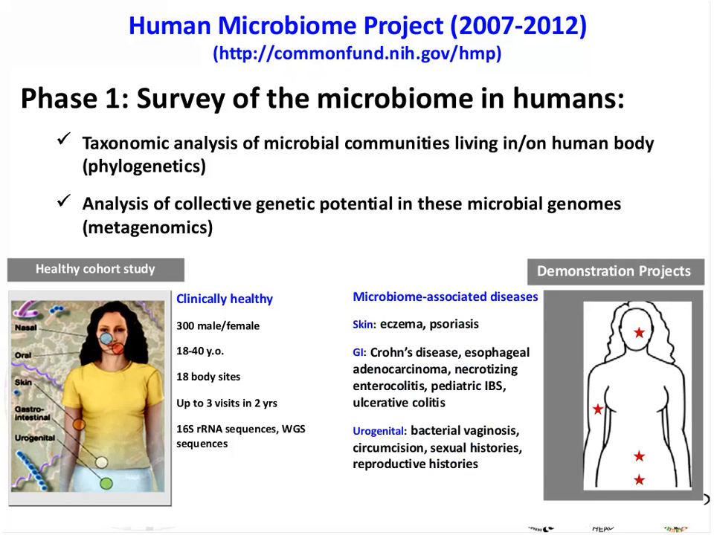And they were called demonstration projects because they were really meant to basically evaluate whether there were characteristic microbiomes associated with cohorts of specific diseases. So you'll see that we had sort of 3 kinds of body regions that were zeroed in on. There were a couple of skin disease cohorts. There were several GI disease cohorts. And there was a couple of urogenital, both men and women, disease cohorts that were investigated.